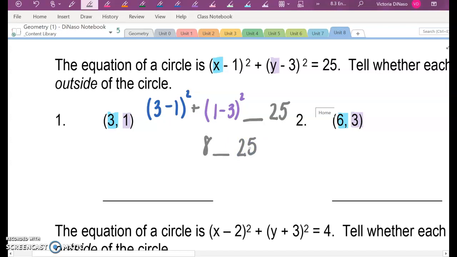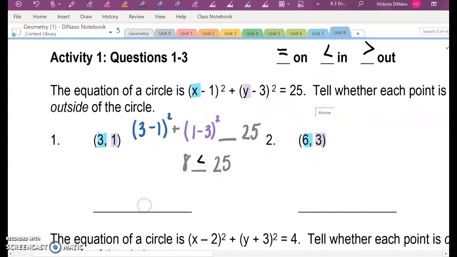So we have to figure out, is 8 equal to 25? Is it less than 25, or is it greater than 25? And 8 happens to be smaller than 25. Therefore, since it's the less than sign, this point, 3, 1, is located inside of the circle.